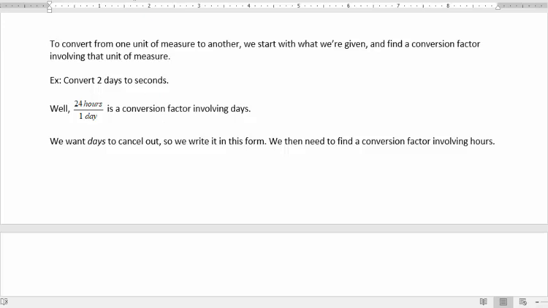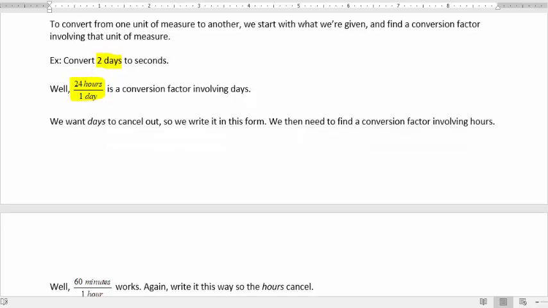So for example, if you're asked to convert 2 days into seconds, well, the first thing you'd say is, is there any conversion factor that I know that involves days? Well, I do know that 24 hours is equal to 1 day. So 24 hours over 1 day is actually a conversion factor that involves days. So what you would want is you would want days to cancel out. So the only way days is going to cancel out is if the conversion factor has day or days in the denominator.